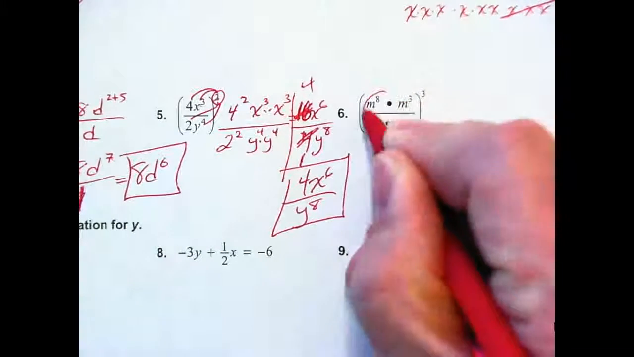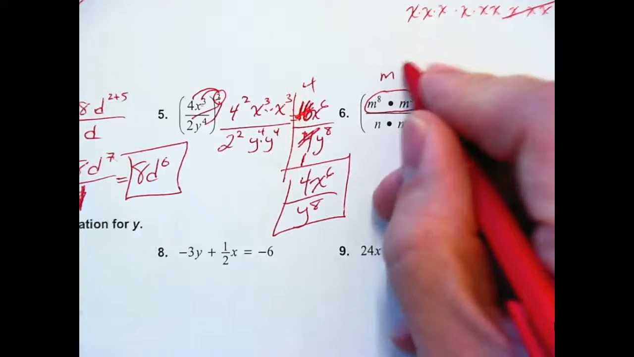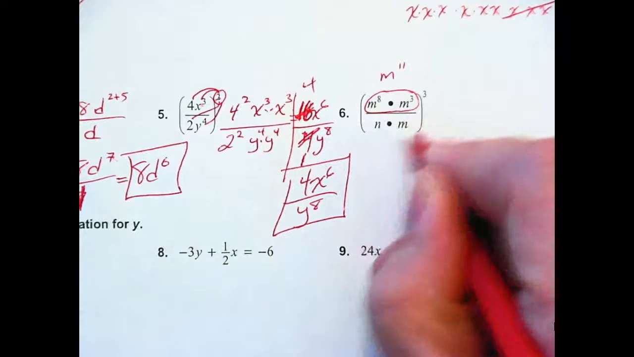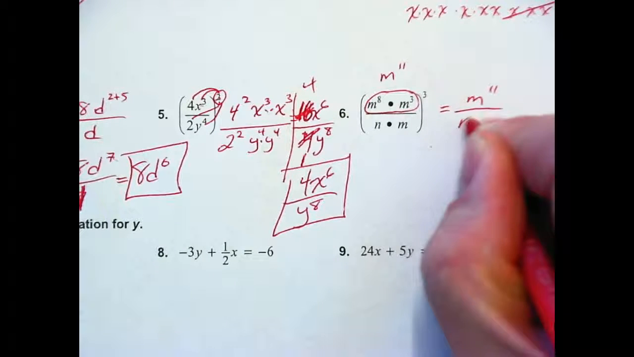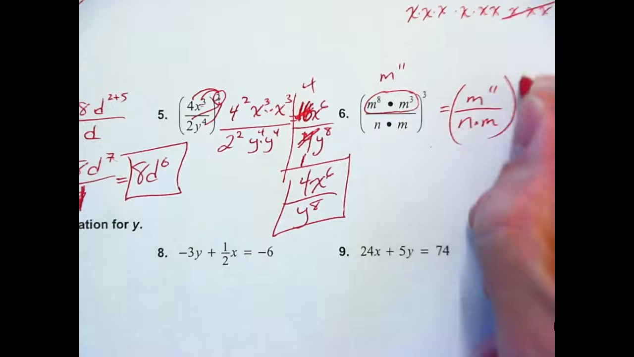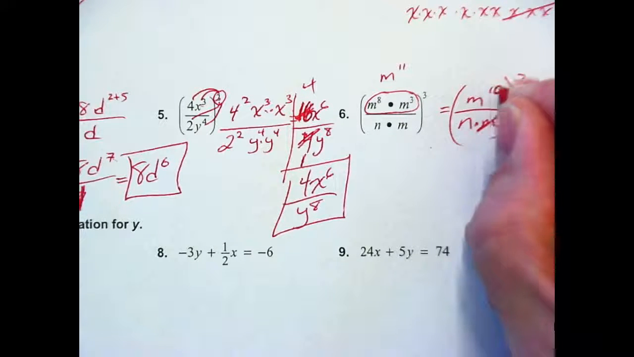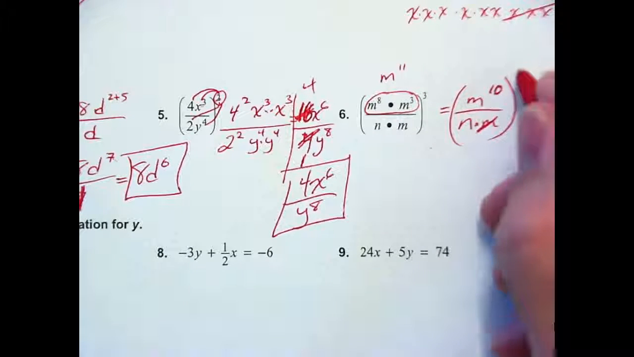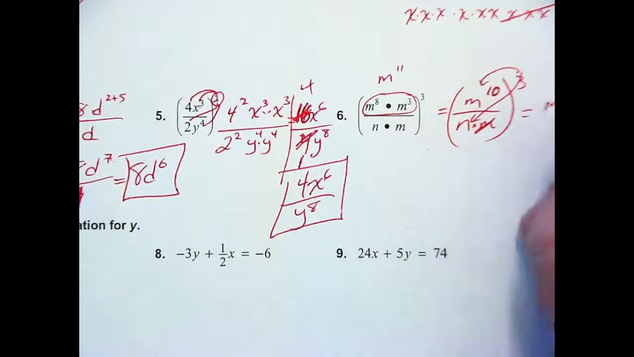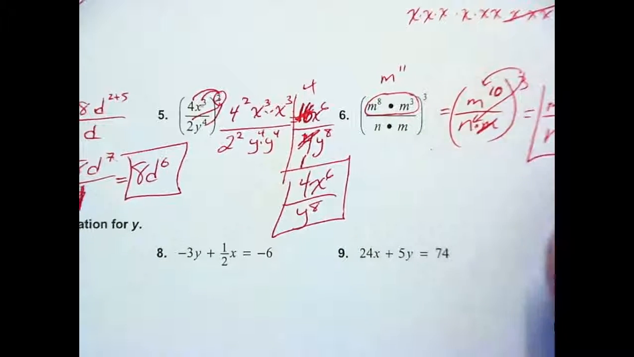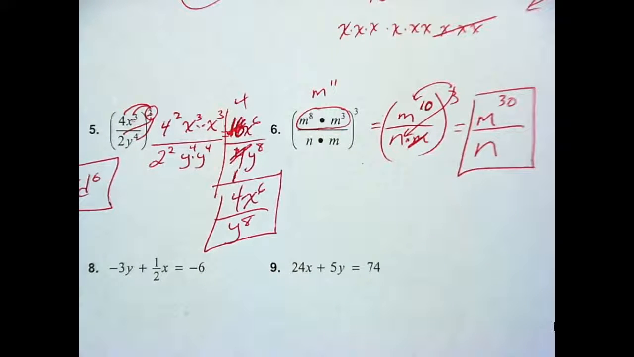Here I'd probably simplify first. Gives me m to the, what's that? 11. And here, can't simplify that. So you have m to the 11th over n times m, all to the 3rd. You can cancel an m, and call that now m to the 10th. And then you bring in the 3 to both. Gives you m to the 30th over n. So just a quick review of what we've done in the past.